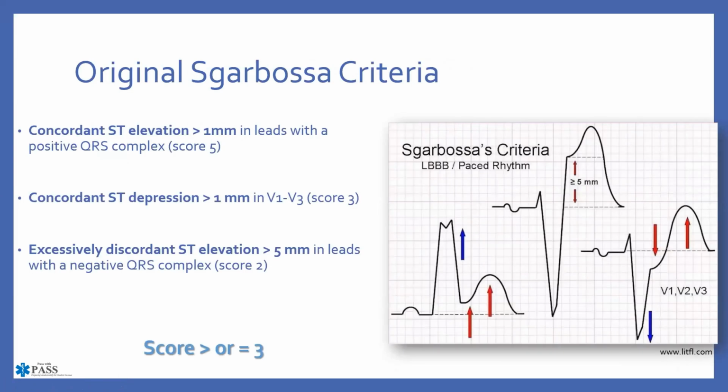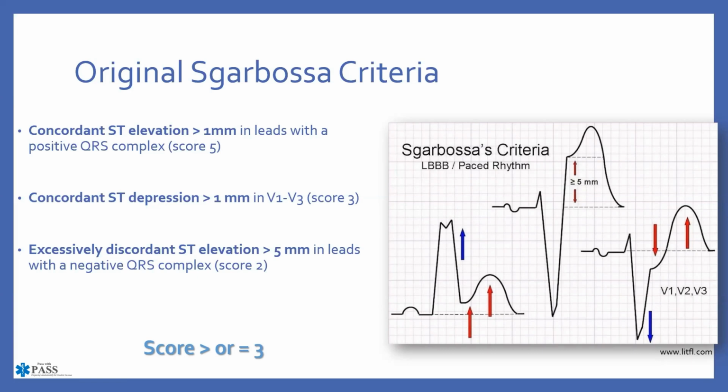So original Sgarbossa's criteria here, concordant ST elevation greater than 1 millimeter in leads with a positive QRS complex. And then essentially what they do is they end up adding these up, right? If they have that, they would get a score of 5. And anything that has a score greater or equal to 3 is a positive Sgarbossa criteria, which is telling you that the patient is in fact having an MI.